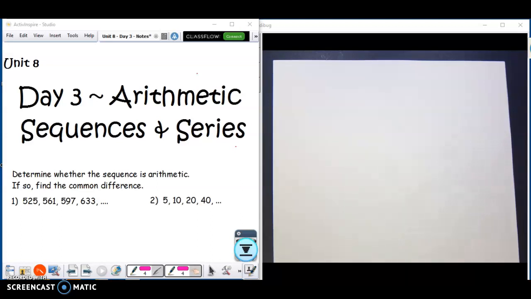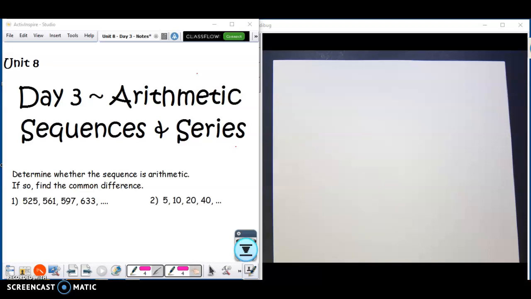So today we're going to be looking at Unit 8, Day 3. Today we're just going to be focused on arithmetic, sequences, and series. So remember, arithmetic is when your pattern is adding a number each time or subtracting a number each time. And then sequences is our list of numbers, whereas a series is going to be our sum of our sequence. Okay, so we're just going to focus on arithmetic today for Day 3.